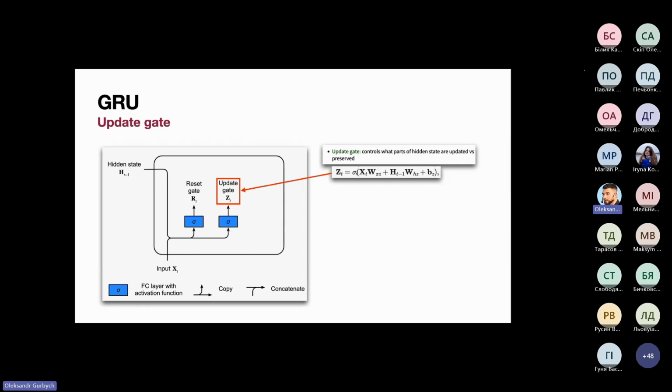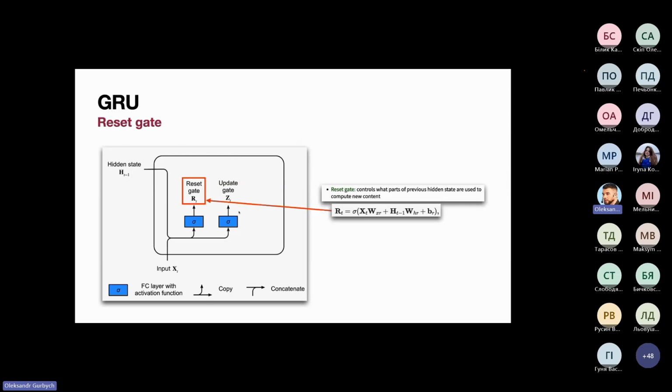Update gate is a sigmoid activation, and you input there your inputs multiplied by matrix of WXZ. It's another set of weights. So you have weights here, plus hidden state. So your inputs plus hidden state multiplied by WHZ. This is another set of weights, plus B. Your Z will have zeros or ones in its cells.